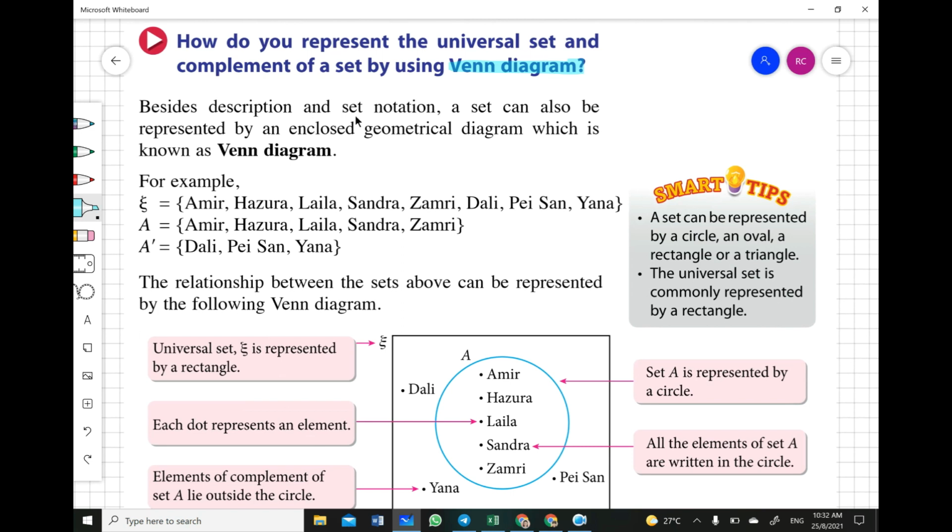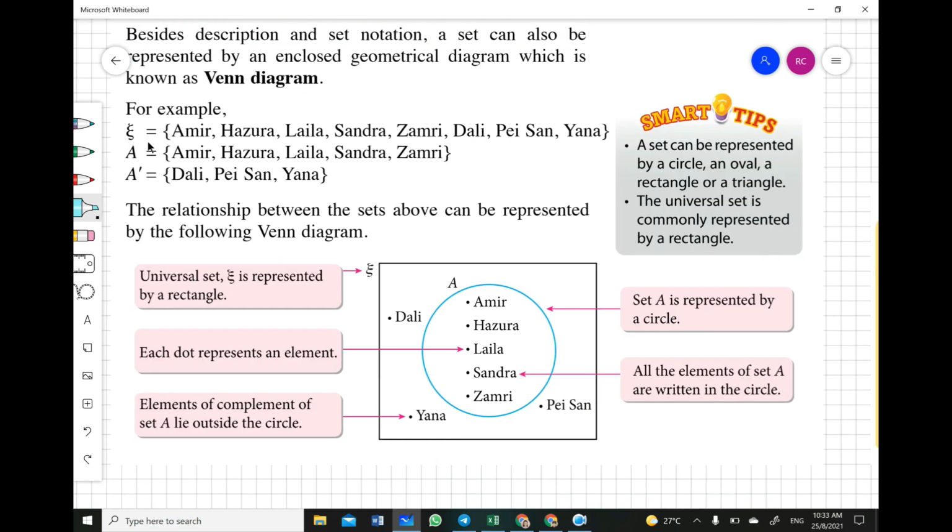Besides description and set notation, a set can also be represented by an enclosed geometrical diagram, which is known as a Venn diagram. For example, you can see this universal set here: Amer, Hazura, Laila, Sandra, Zamri, Dali, Pesan, and Yana, like the list that we had earlier. The set A is Amer, Hazura, Laila, Sandra, and Zamri, and the complement of set A is Dali, Pesan, and Yana. This relationship can be represented using a Venn diagram.